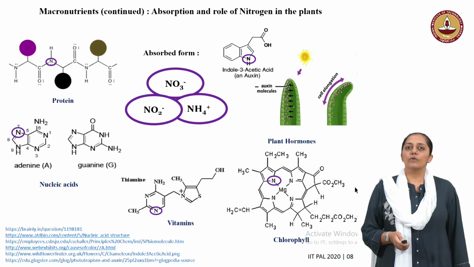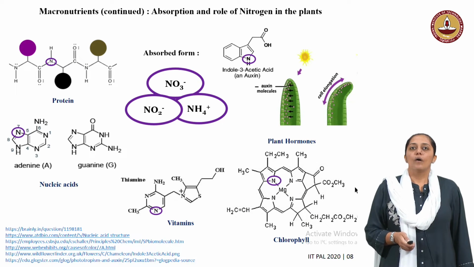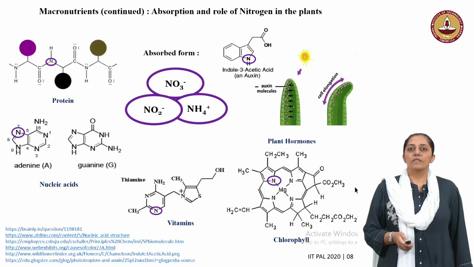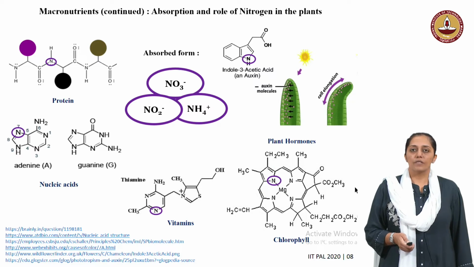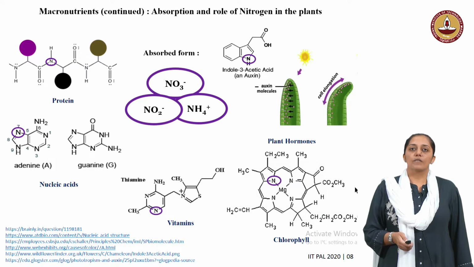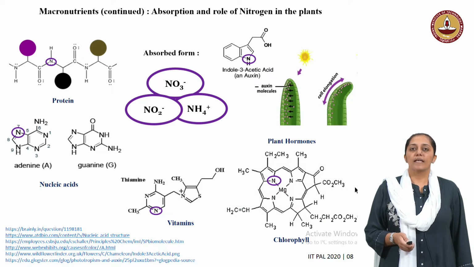Then nitrogen is also a part of the structure of indole 3 acetic acid, which is a plant hormone, auxin, required by the plant for cell elongation. So, auxin is transported to the tip of the stems where it gets accumulated on the darker regions in the presence of sunlight. It gets accumulated, causing cell elongation.